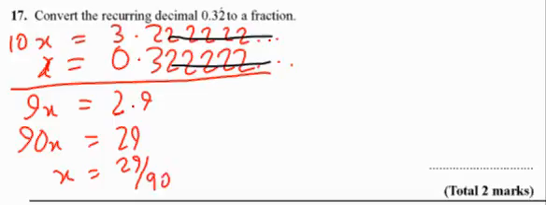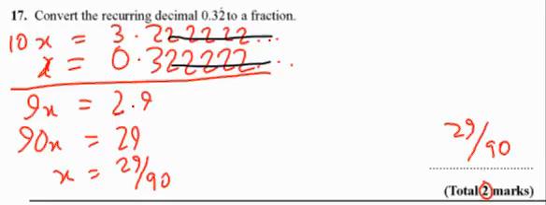One thing you need to be careful of is whether or not this fraction cancels. You'll notice that this question is worth 2 marks, which suggests that it doesn't cancel. If it were worth 3 marks, it'd either be a more difficult recurring decimal, or you'd probably have to spot that it cancels. 29 and 90 have no common factors, so 29 over 90 is the final answer.